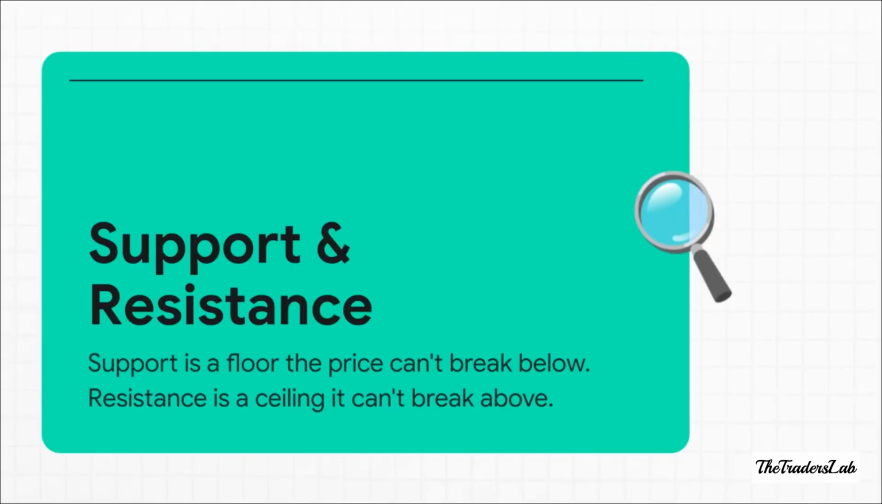Okay, the super simple way to think about it is this: support is like a floor holding the price up, resistance is a ceiling keeping the price down. Price hits the floor, it tends to bounce up. Price hits the ceiling, it tends to get pushed back down. Sounds simple enough, right? But believe me, there's a much deeper, more interesting story going on here.